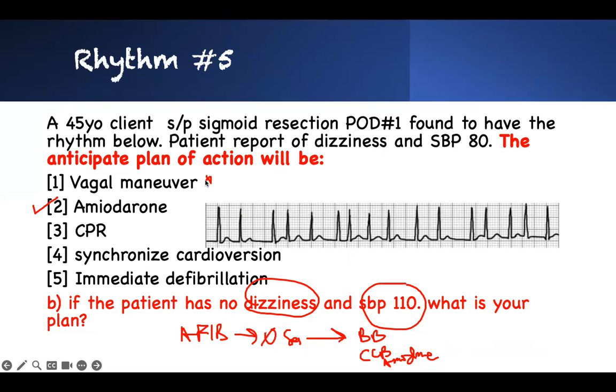Vagal maneuver is not going to work. It works with SVT. The patient will not need CPR, will not need defibrillation. They may need synchronized cardioversion, but later, if the amiodarone does not work. You give amiodarone twice: the first dose is 150 and the second dose is 300. If none of them work, then you do synchronized cardioversion with the sync mode on. Rhythm number four, rhythm number five, you have to know atrial fibrillation.